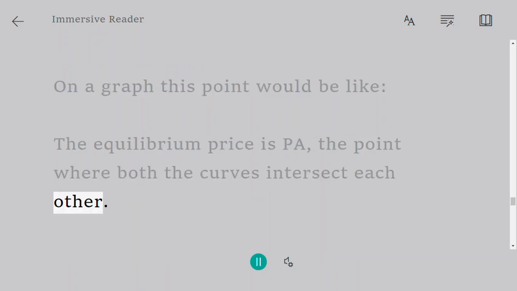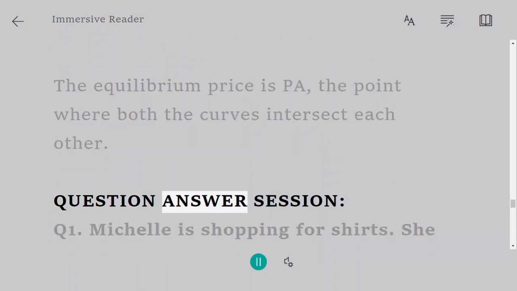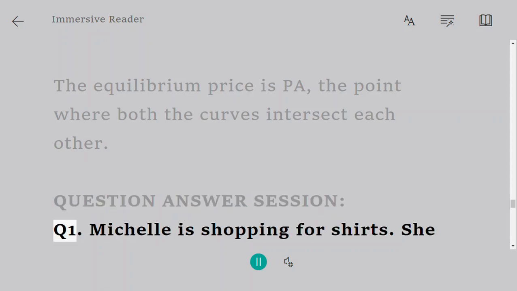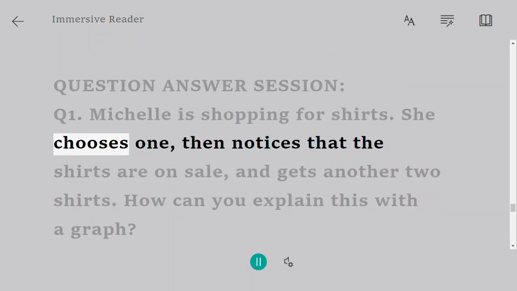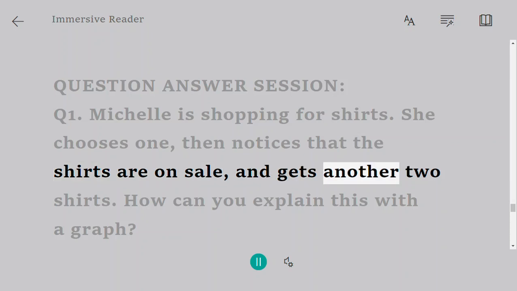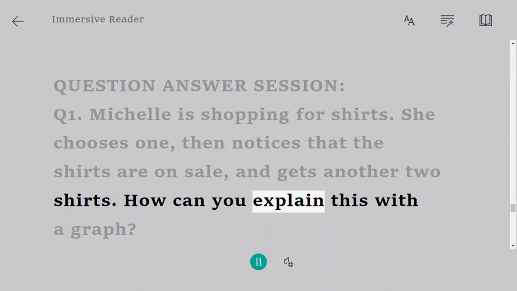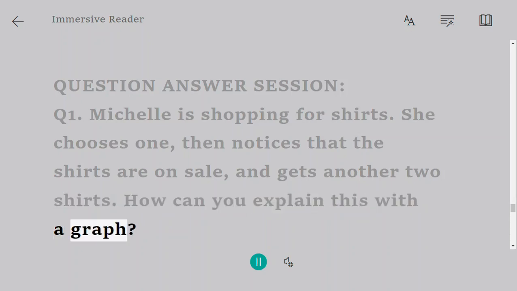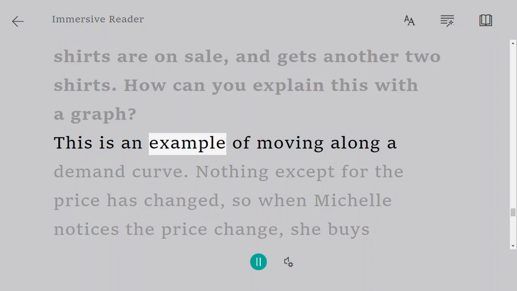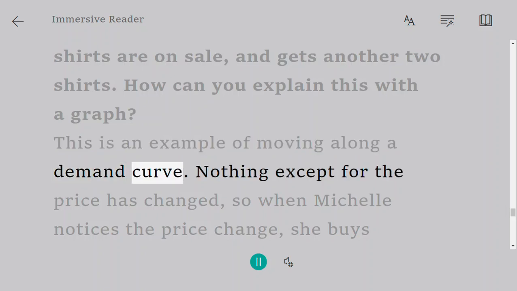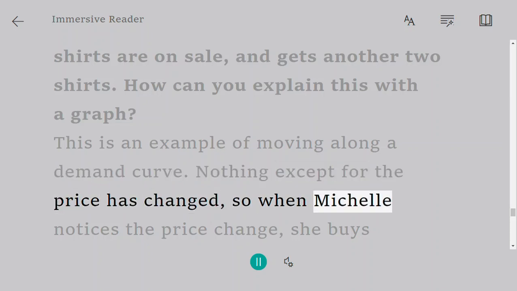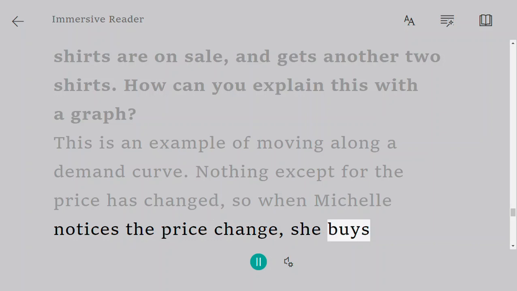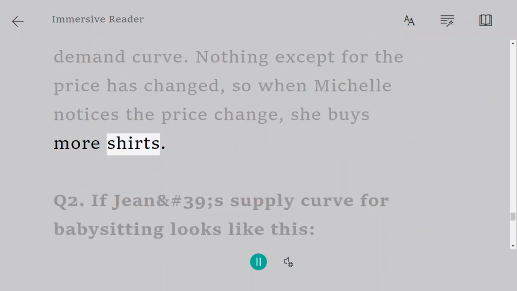Question-answer session. Q1. Michelle is shopping for shirts. She chooses one, then notices that the shirts are on sale, and gets another 2 shirts. How can you explain this with a graph? This is an example of moving along a demand curve. Nothing except for the price has changed, so when Michelle notices the price change, she buys more shirts.